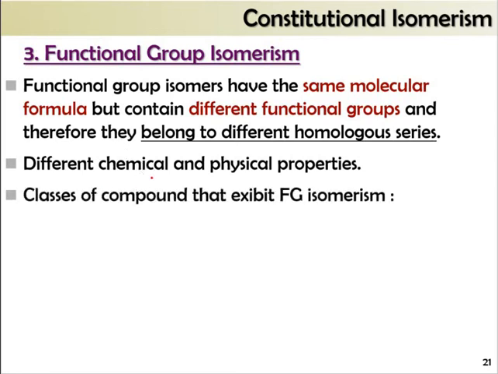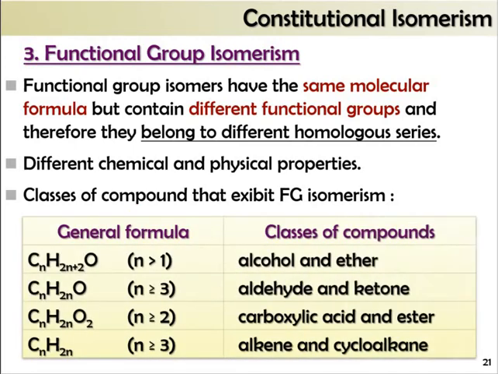Chemical is the reaction dia. So classes of compound that exhibit functional group isomer adalah, ini kamu kena ingat pasangan dia. Alcohol and ether pasangan dia. Kenapa dia berpasangan? Sebab dia mempunyai general formula yang sama, CnH2n+2O. Itu adalah alcohol and ether. Aldehyde and ketone, general formula dia pun sama, CnH2nO. Carboxylic acid berpasangan dengan ester because they have same general formula, CnH2nO2. So kalau nampak O2 dia adalah carboxylic acid and ester.